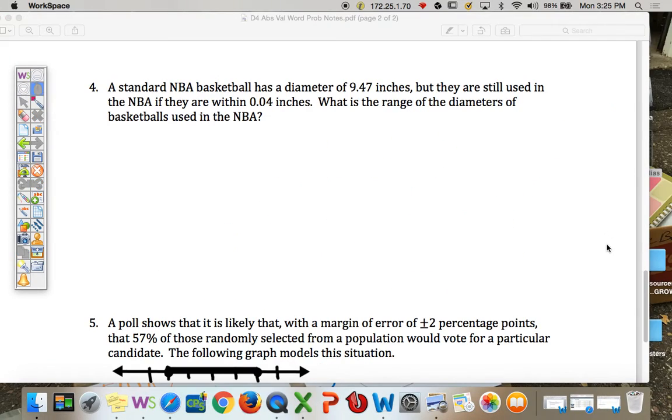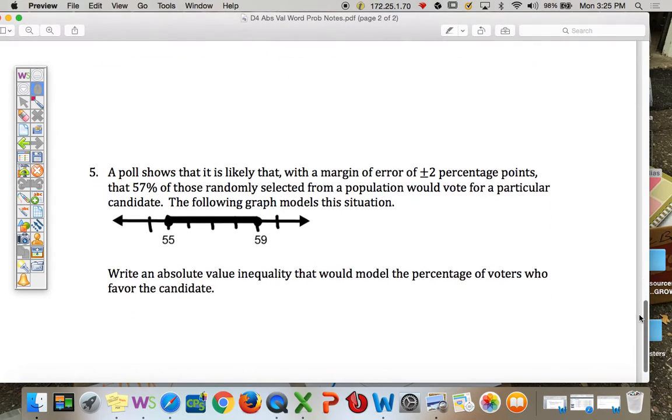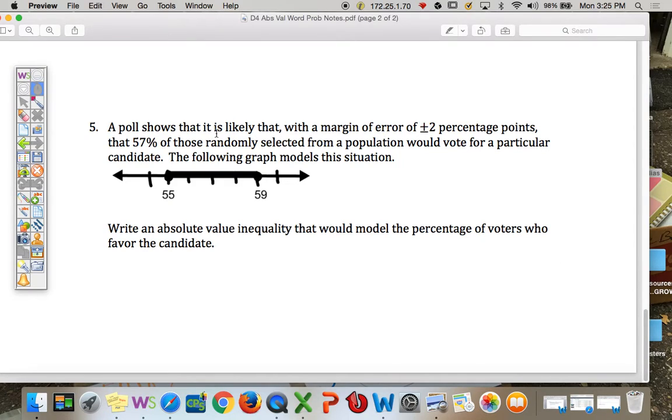Okay, last one. A poll shows that it is likely that, with a margin of error of plus or minus 2 percentage points, 57% of those randomly selected from a population would vote for a particular candidate. The following graph models the situation. Write the absolute value inequality that would model the percentage of voters who favor the candidate.